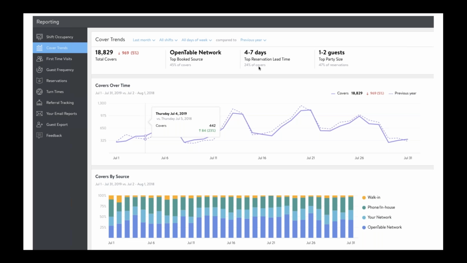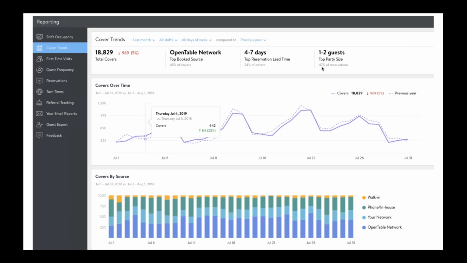And then 24% of these covers were lead times of booking from 4 to 7 days. So this restaurant actually gets a lot of people to book quite a few days out. So we see different types of restaurants booking reservations. Maybe you have restaurants that book very last minute, maybe you're in a downtown area that has a lot of people walking around and they don't know where to go. This could be an area that is a bit off of the run-of-the-mill restaurants in the downtown area, so people have to actually prepare and plan for this.